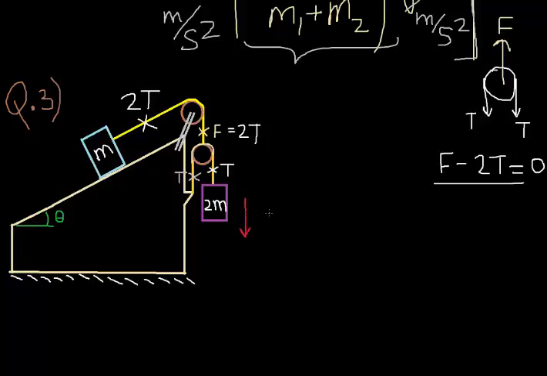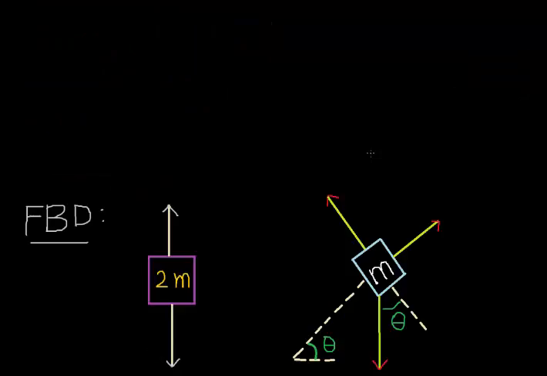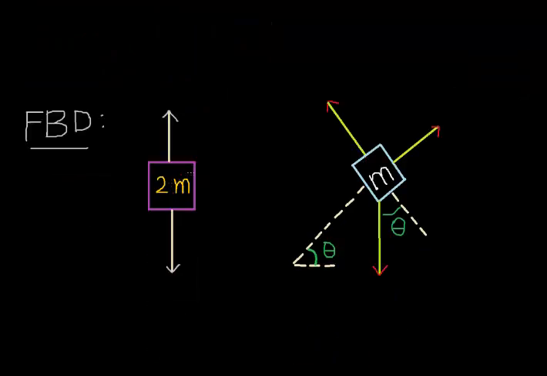Now the 2m mass is going downwards. Let's say its acceleration is a1, and the m mass is going upwards. Let's say its acceleration is a2. So now we're done with marking all the forces and accelerations. Next we have to draw the free body diagram of these two blocks, M and 2m. So I'm having a rough sketch of the free body diagram.